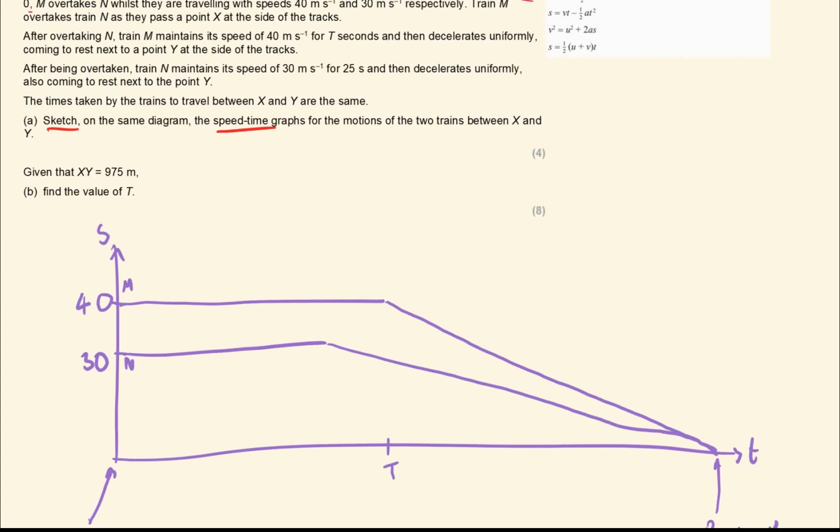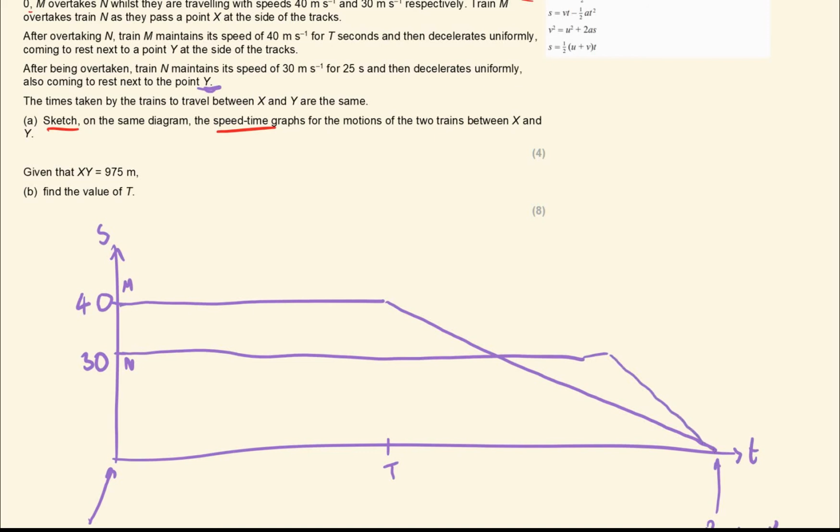This is going to be wrong because we know that both the trains come to rest at point Y. And we should remember from right at the start that if you want to work out the distance travelled, that's the area under this graph. Obviously the area under the graph for M will be bigger than the area under N. So that means it needs to keep on going for a bit longer and then come to a halt a bit quicker. So here that was 25 seconds, which is obviously going to be longer than t. Okay, that was part A.